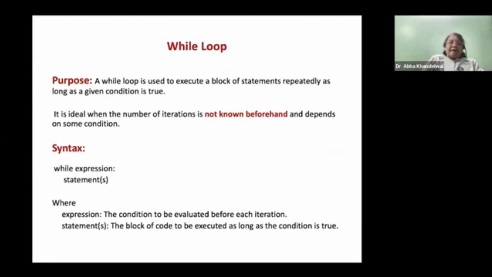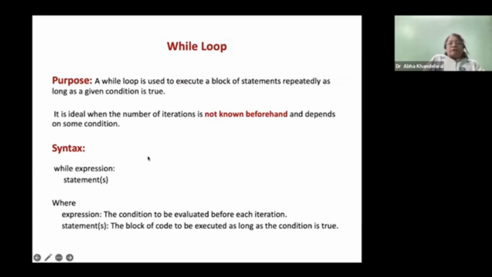In a while loop, it is used to execute a block of statements repeatedly as long as the given condition is true. So we have to take some condition, and till that condition is true, the control will not be thrown out of this loop. It will be inside the loop, and all the statements written in the while loop will get executed. Once the condition becomes false, the control will be thrown outside the loop, and then it will continue executing all other statements that are in the main part of the program.